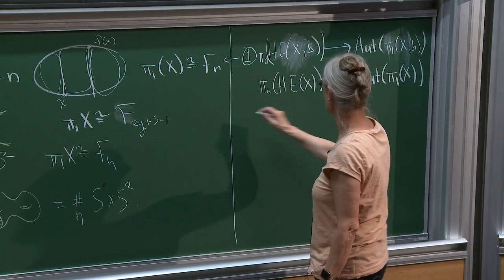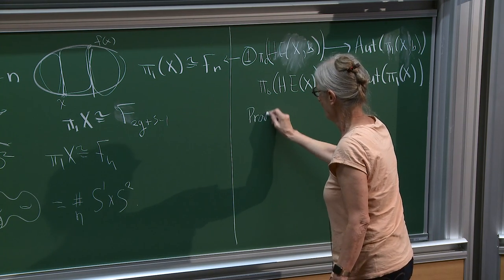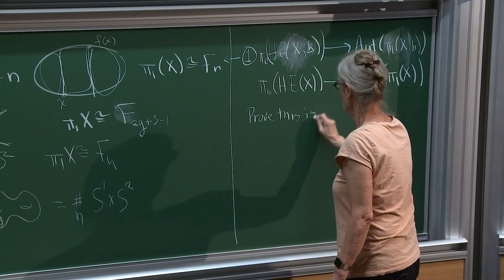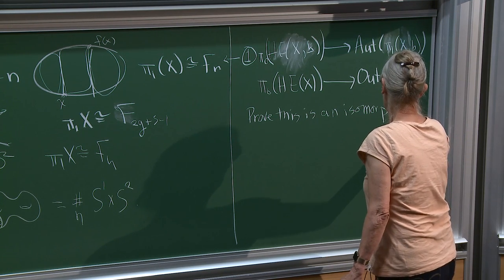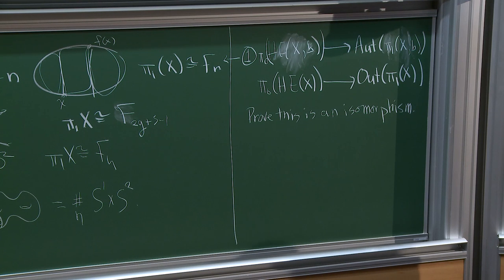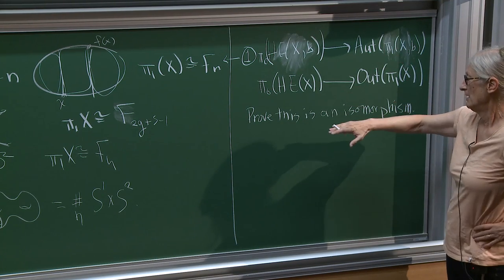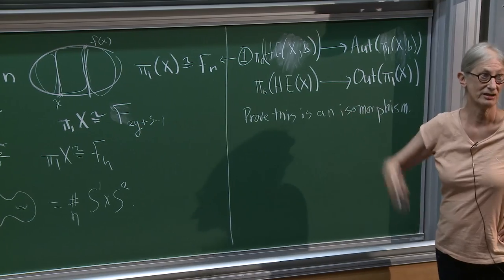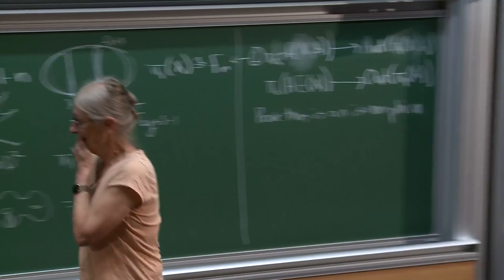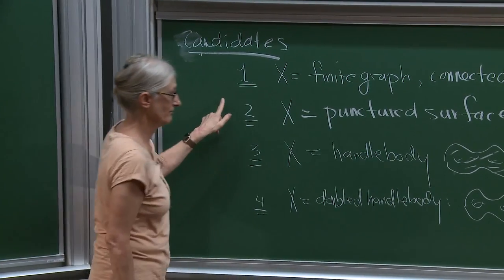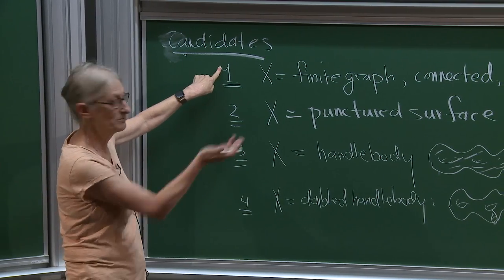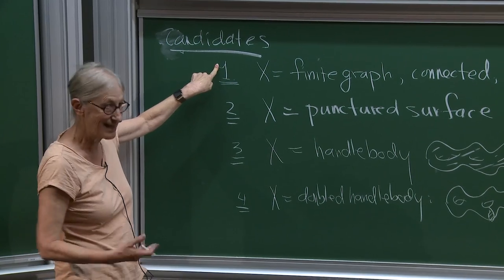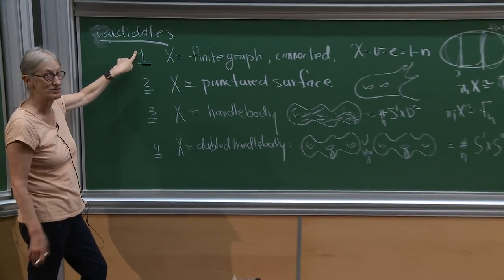And your first exercise is to prove this is an isomorphism. So you have to prove it's a homomorphism just by the way these groups are defined, but you have to prove it's surjective and injective. Okay? It's not hard. Second one. So that makes an extremely nice model for my free group, because homotopy equivalences of my space give me exactly outer automorphisms of my free group, which is the group I was trying to study.